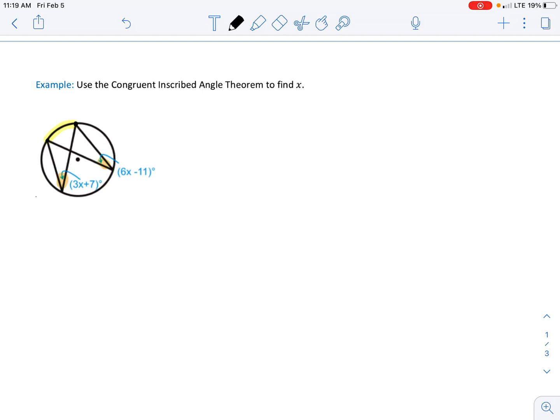So what I'm going to do to find x is, since these two angles that I have highlighted in orange are the same, that means their measurements are equal. So those two measurements there are equal to each other. So I'm going to set 6x minus 11 equal to 3x plus 7 and solve for x.